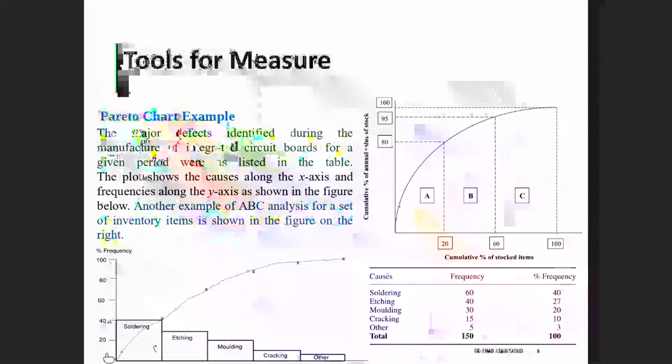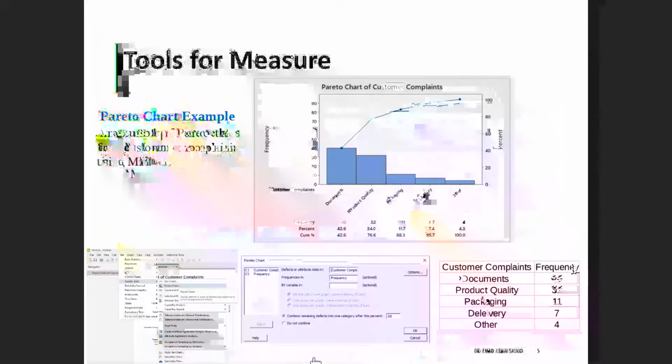In this case, that means if you focus here on this area, sometimes it will be on two causes, like for example here, etching and soldering, they will be in the 20% rule. And that means to get the 80%, you will need to focus on those two. But again, if you would like to prioritize, you will focus here on this cause first, and then you move on, as we did here.